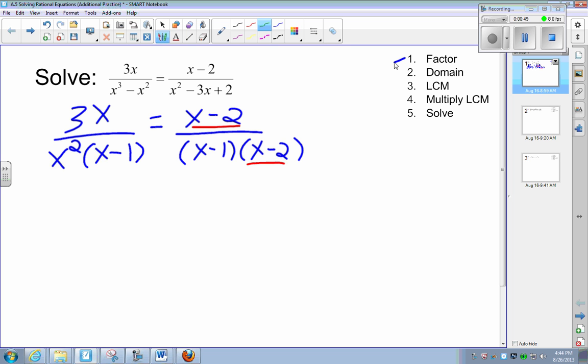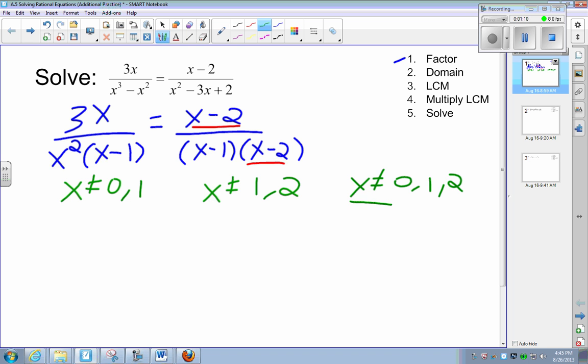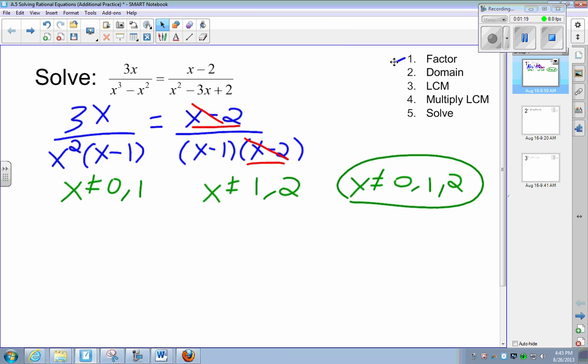All right, so over here to our left, x cannot equal 0 or 1, and over here, x cannot equal 1 or 2. And so our domain is going to be x cannot equal 0, 1, 2. All right, now that we figured out what our domain was, we can now cross these out.